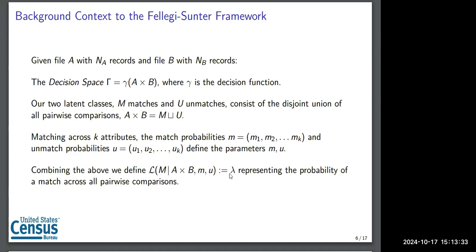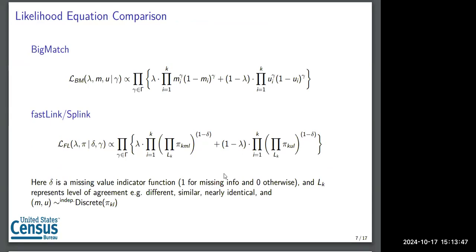One last parameter that I wanted to mention is this lambda value, which is, given any pairwise comparison of records, the probability that those two records actually land in the match set. And so looking at those values that I described on the previous slide, we can construct the likelihood equations for BigMatch and for fastLink. There's some math here that I want to dive into a little bit, because there are distinctions between how BigMatch does record linkage versus how fastLink and Splink do it. So for BigMatch, we get a product across the K matching attributes of these Bernoulli distributions, where we have our m's and our u's, the match probabilities and unmatched probabilities.